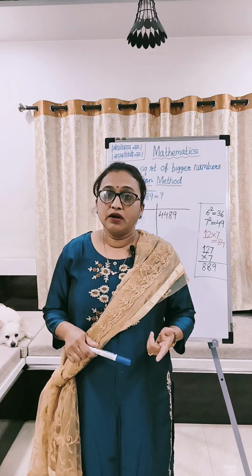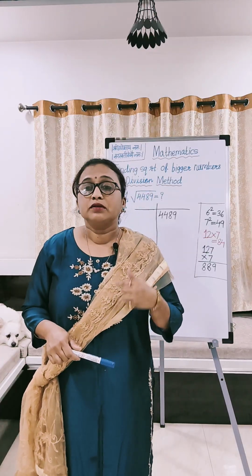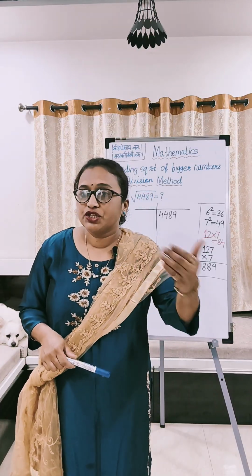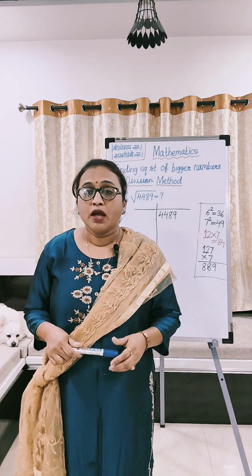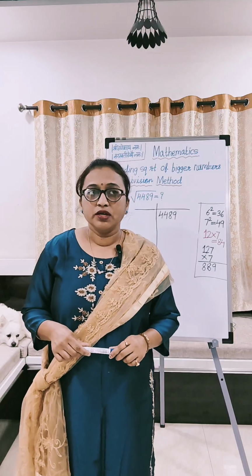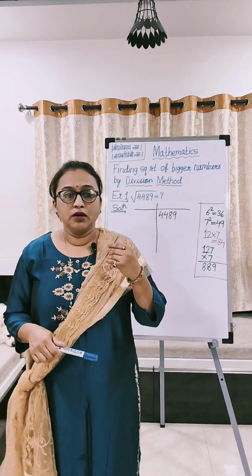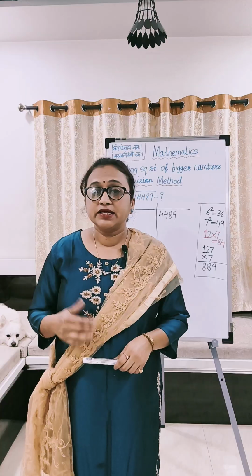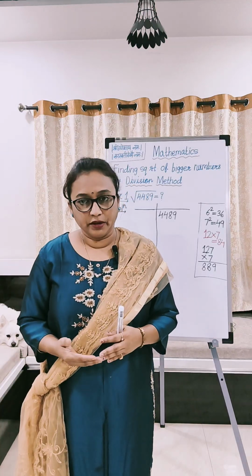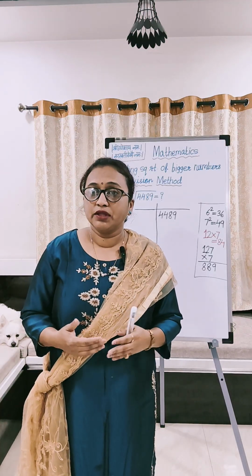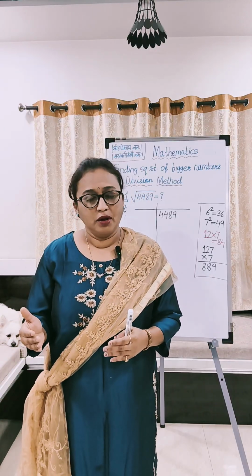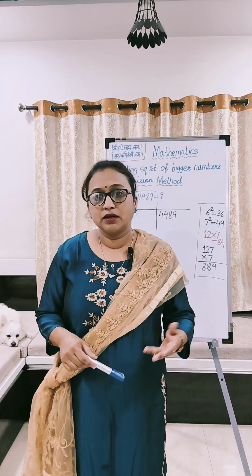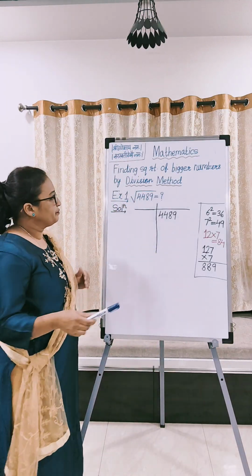The division method is the method in which we divide the number step by step to get the square root of that number. Okay, and why is it used? Because for some numbers there is a limitation to the prime factorization method, but in the case of the division method we can apply this method to any kind of rational number. Okay, so now let's learn this method step by step.